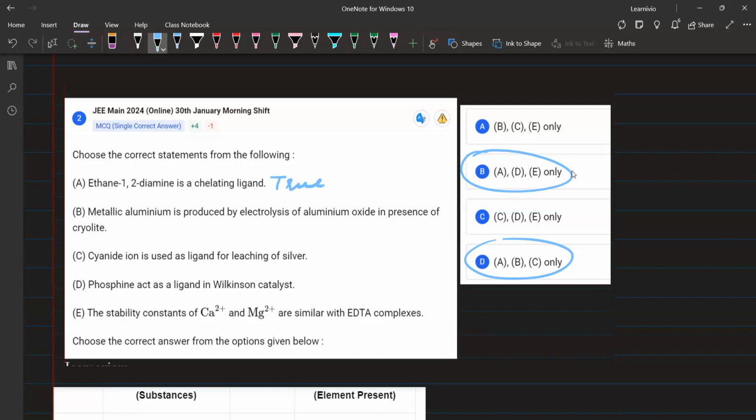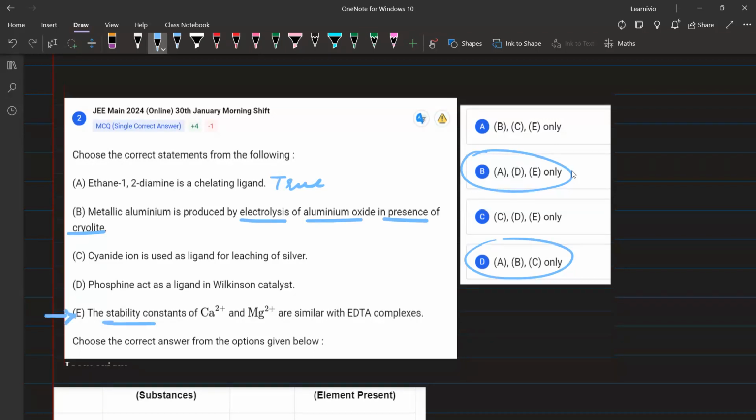इलेक्ट्रोलाइसिस ऑफ एल्यूमिनियम ऑक्साइड इन प्रेजेंस ऑफ क्रायोलाइट। तो we know that इलेक्ट्रोलाइसिस करेंगे अगर एल्यूमिनियम ऑक्साइड का तो एल्यूमिनियम बनेगा, but in presence of cryolite that we don't know. Cyanide is used as ligand for, I mean all of these are factual questions, कोई लॉजिकल क्वेश्चन यहाँ पे नहीं, except for one, that is the E question, E part.